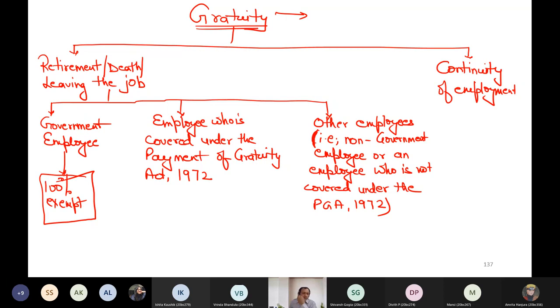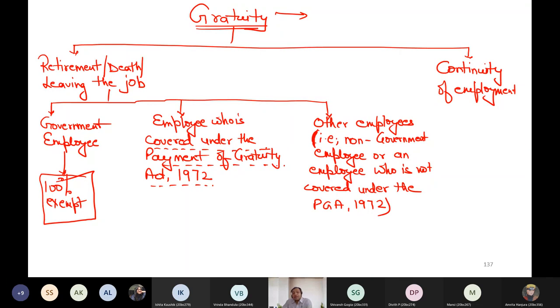Government employee. Now, any employee who is covered under the Payment of Gratuity Act, the question will tell you. It is not our job to check whether he or she is covered or not. The examiner has to tell. Or even in real life, the person who has come to you for advice has to tell whether they are covered or not.